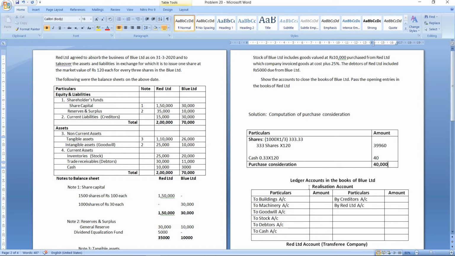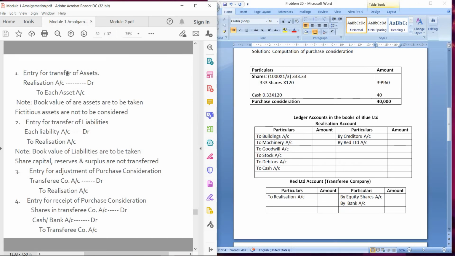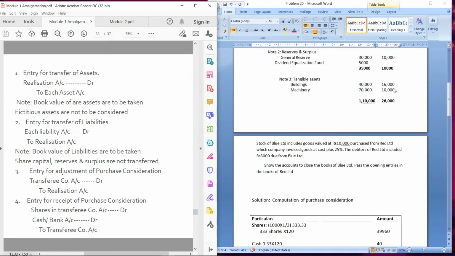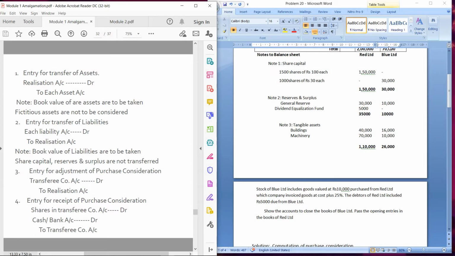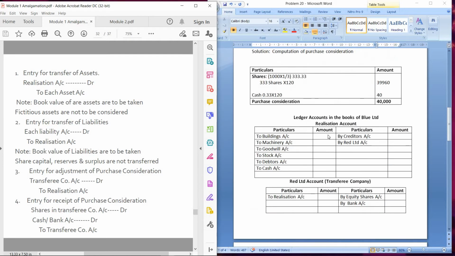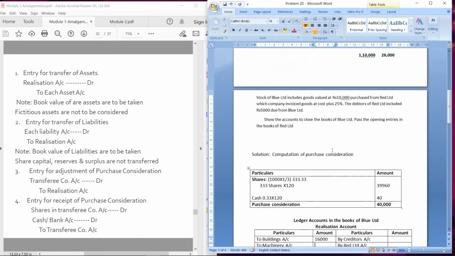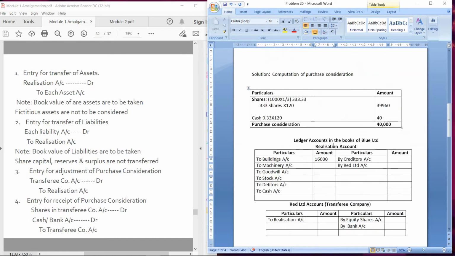Now we will prepare ledger accounts in the books of Blue Limited. First entry is to transfer the assets. Realization account debit to each asset account. So realization account debit to buildings account. Amount of buildings is 16,000. We have to consider the amount of Blue Limited because we are preparing ledger accounts in the books of Blue Limited. So to buildings account, amount is 16,000. Next, to machinery account, amount is rupees 10,000.